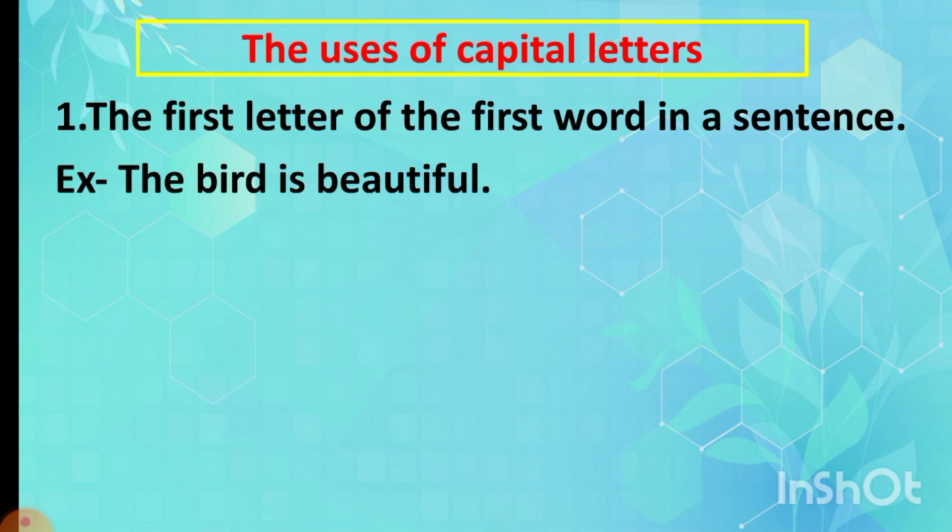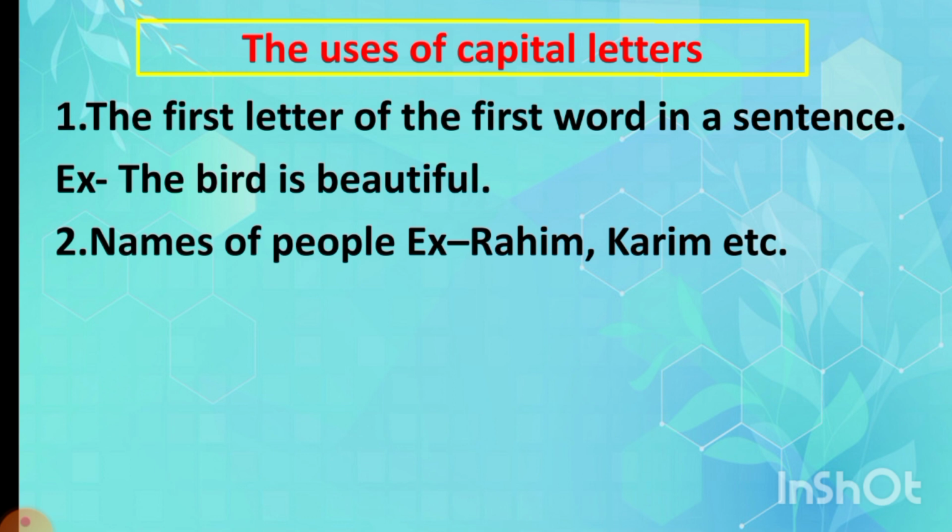Example, The bird is beautiful. Here the T is capital. That's why capital T is written. Then number 2, names of people. For names of people, the first letter will be a capital letter. Example, Rohim, Korim.